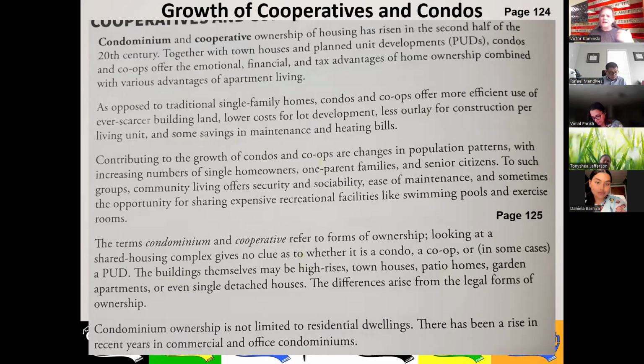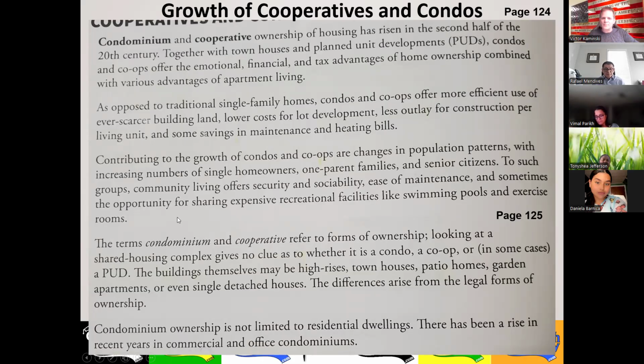But either way, as society changes, it's more and more common to have single-parent families, single homeowners and senior citizens owning. They no longer need the big house after all the kids moved out. So they downsize and maybe just get a condo, right? To such groups, community living offers security and sociability, ease of maintenance, because they don't have to worry about cutting the grass anymore, or shoveling the snow generally.